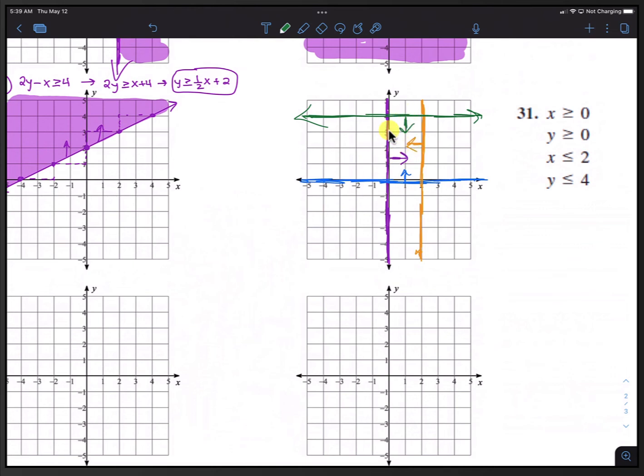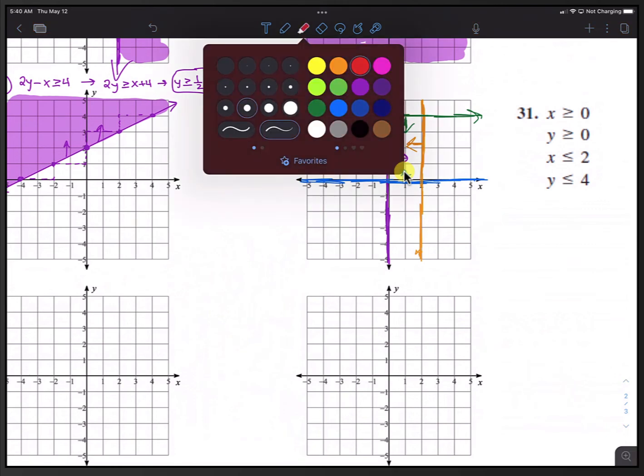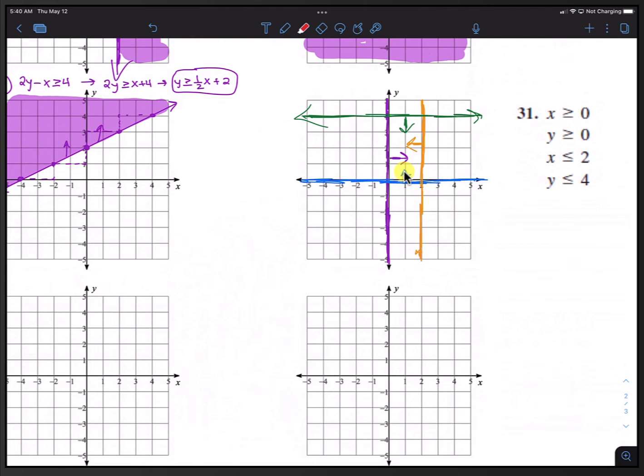All right, so it looks like we've established where the solution area is. It's got to be under this green line. It's got to be to the left of the yellow. It has to be to the right of the purple. And it has to be above the blue. So it looks like our shaded area is going to be right in this space.